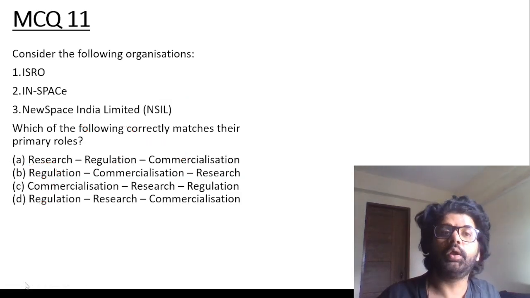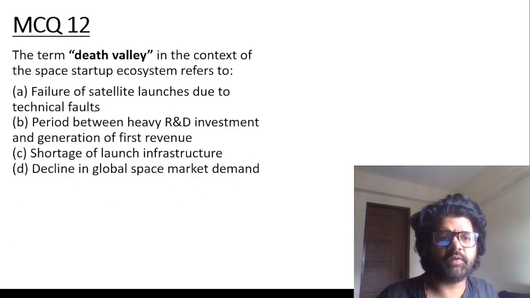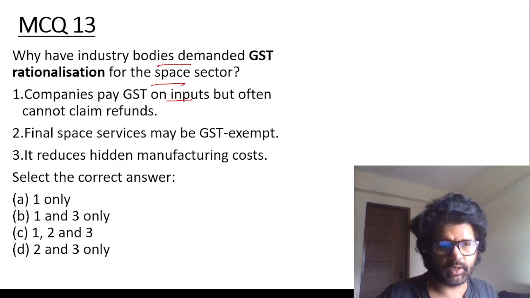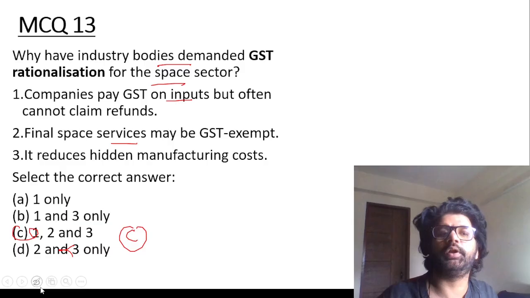Really good. MCQ 12, Death Valley: period between heavy R&D investment and generation of first revenue. MCQ 13, why have industry bodies demanded GST rationalization for the space sector? Companies pay GST on inputs but cannot claim refunds. Very good. Final space services may be GST exempt. Very good. So the answer is C, 1, 2, and 3. It reduces hidden manufacturing cost.